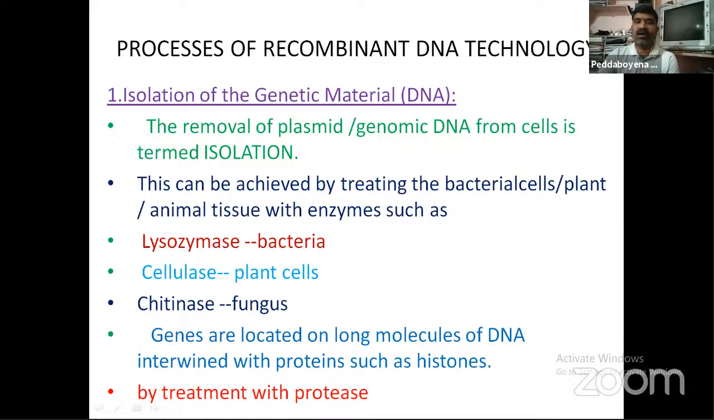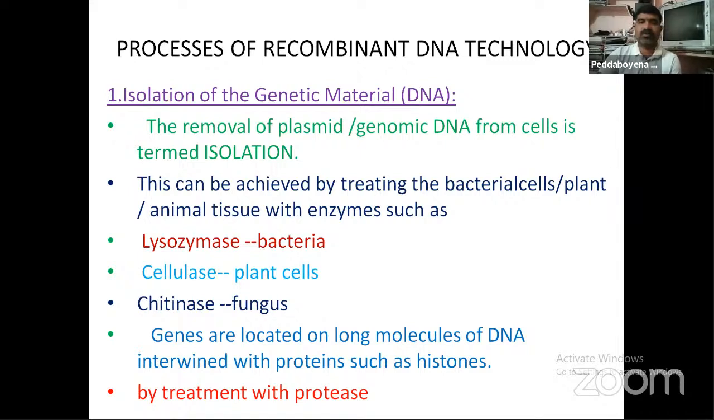Here you are observing clearly, genes are located on long molecules of DNA intertwined with proteins such as histones. You already know the histone proteins are there. These histone cores we can study in the nucleosome model. For the digestion of proteins, we can treat with proteases. Protein plus ase is protease, chitin plus ase is chitinase, cellulose plus ase is cellulase. So whatever substance you add, that enzyme name automatically follows.